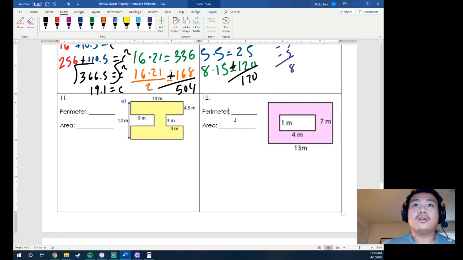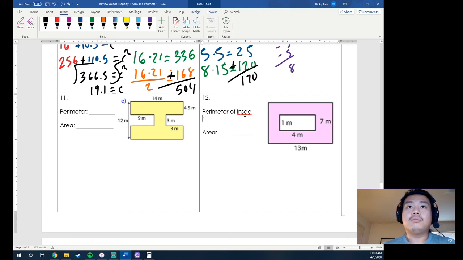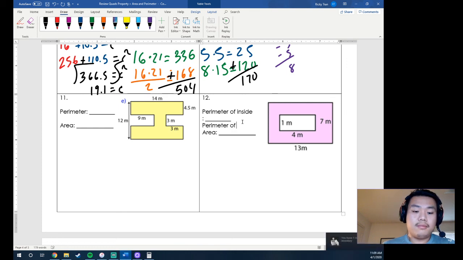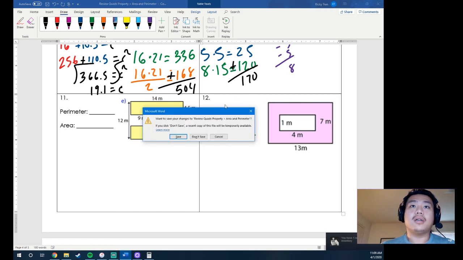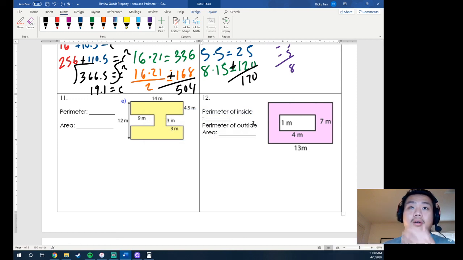Okay, of the inside, and then the perimeter of the outside. Oh my god, I can't type today. Oh my gosh. Outside. Okay. There we go. So the perimeter of the inside.